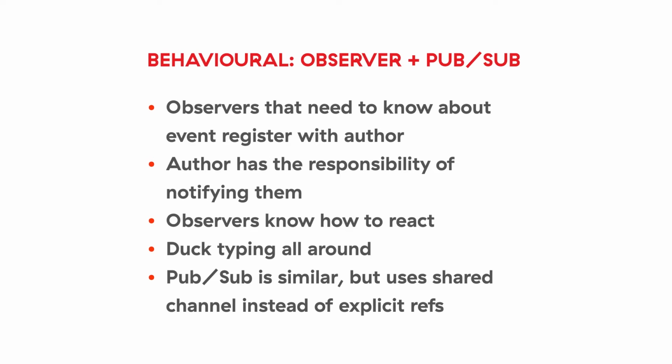And so the only thing the observer has to know is how to be attached to something. It doesn't even have to do it itself. It just has to be attached. And it has to know how to react to a notification. And the author has to know a bit about the observer structure, because they have to know how to notify them. And of course, in JS, we use duck typing again. And we have something similar, which I'll also mention, called pub/sub, or publisher subscriber, which is slightly different because the observers don't attach themselves to the object, the author, but they use a shared bus. We'll have that in a few slides, so I'll talk a bit more about it.